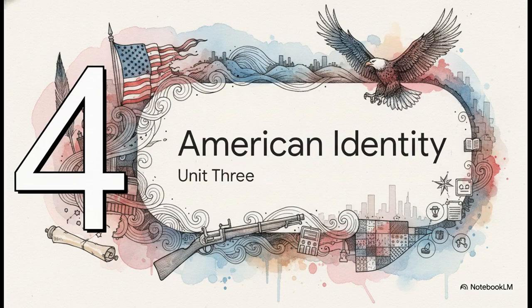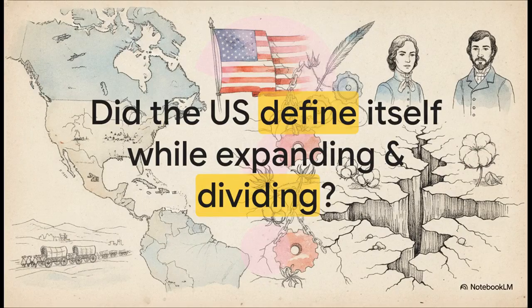All right, next up is Section 4, Unit 3, American Identity. So by Unit 3, the nation is officially formed, but this massive question still remains. What does it actually mean to be American? How did the United States define itself while it was expanding and dividing? This really forces us to ask how a brand new country can try to build one unified shared identity while it's simultaneously splitting apart at the seams over major political and social issues.